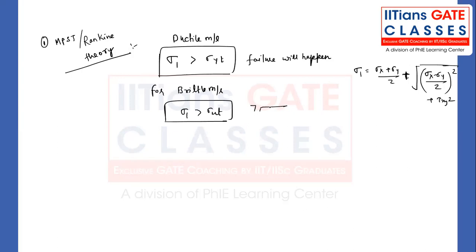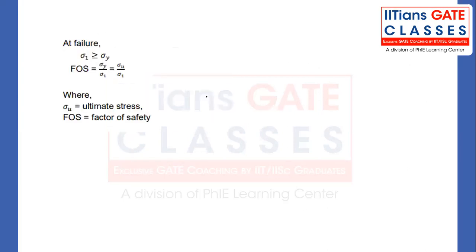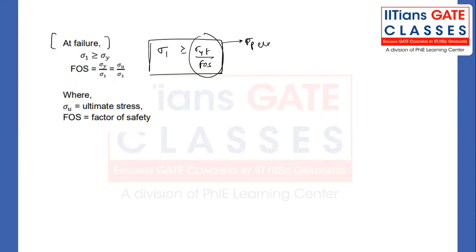So this is one of the very important points. Same thing is written over here also. At failure, when sigma 1 is more than sigma y, then the failure will happen. Or we can write sigma 1 is more than or equal to sigma yt divided by factor of safety. If sigma 1 is more than the permissible value of the stress, the failure happens. Sigma u is the ultimate stress, and FOS is the factor of safety.